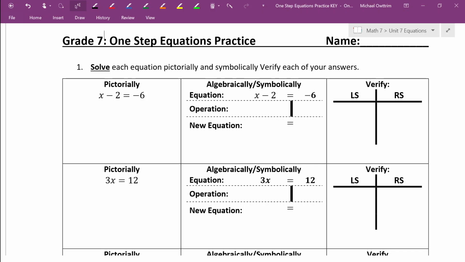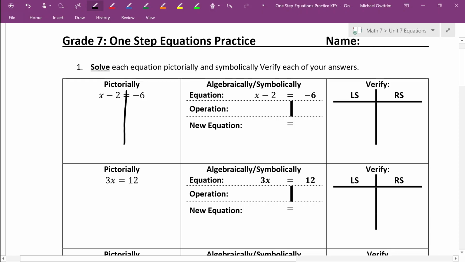Hello class, today we are taking a look at our practice with one-step equations. So in each of these equations, these are our most basic type. We only need to do one thing to solve the equation. Let's start with our pictorial solution.